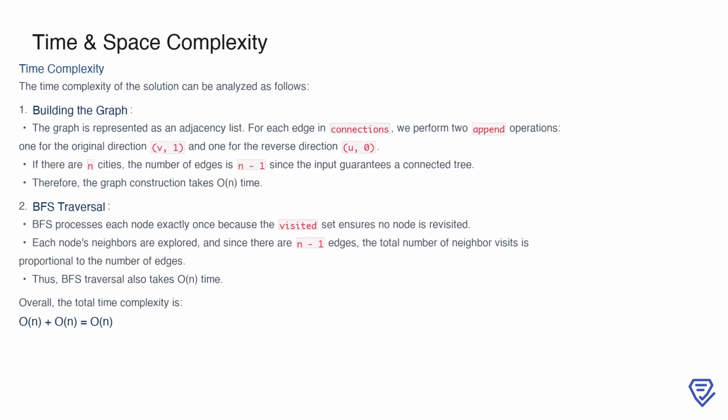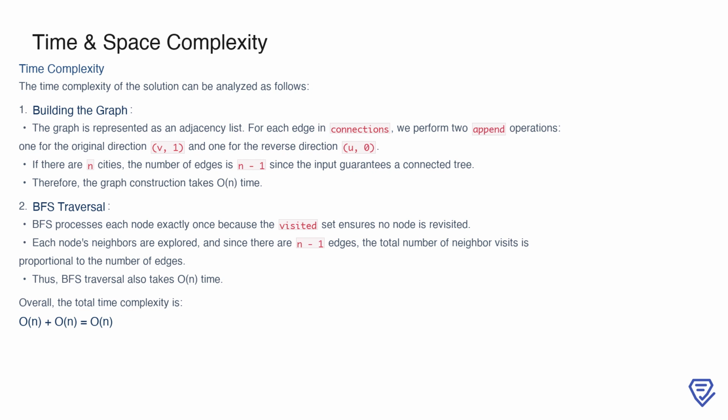To analyze the time complexity of our solution, we start with the graph construction. The graph is represented as an adjacency list, where for each edge in the input, we perform 2 append operations, one for the original direction and one for the reverse. Since there are n cities, the number of edges is n-1 in a connected tree. This means constructing the graph takes O(n) time.